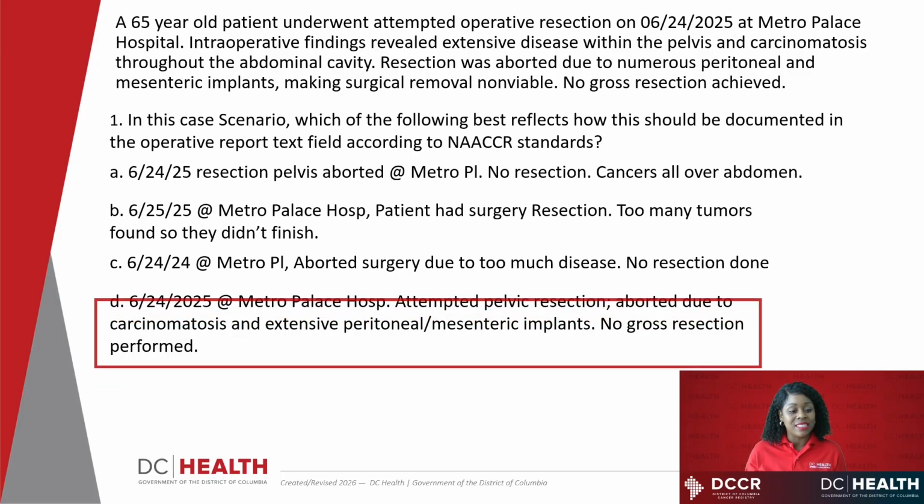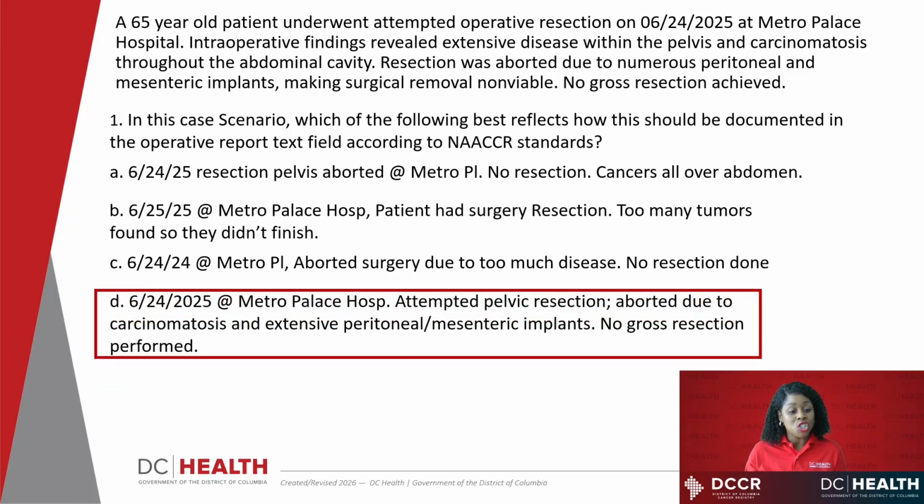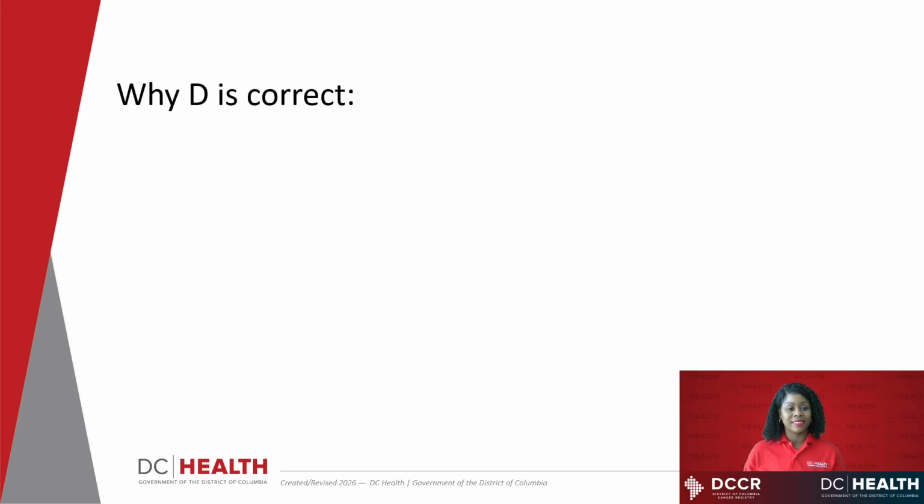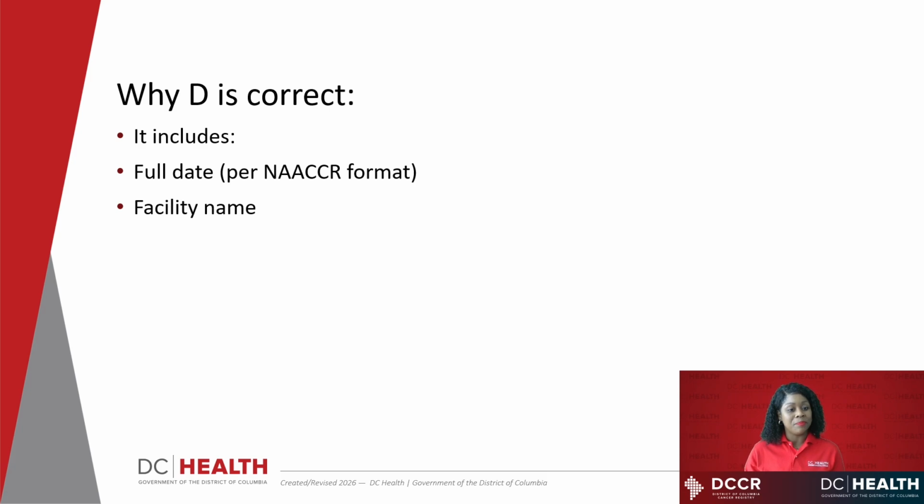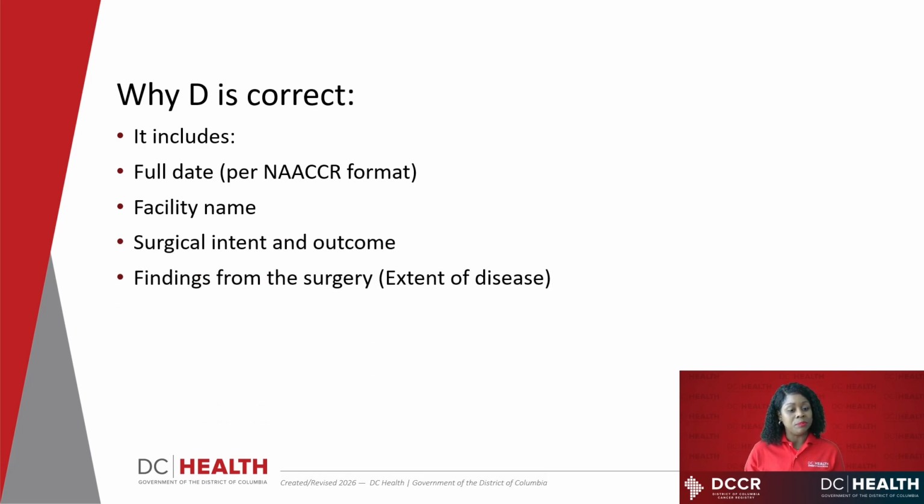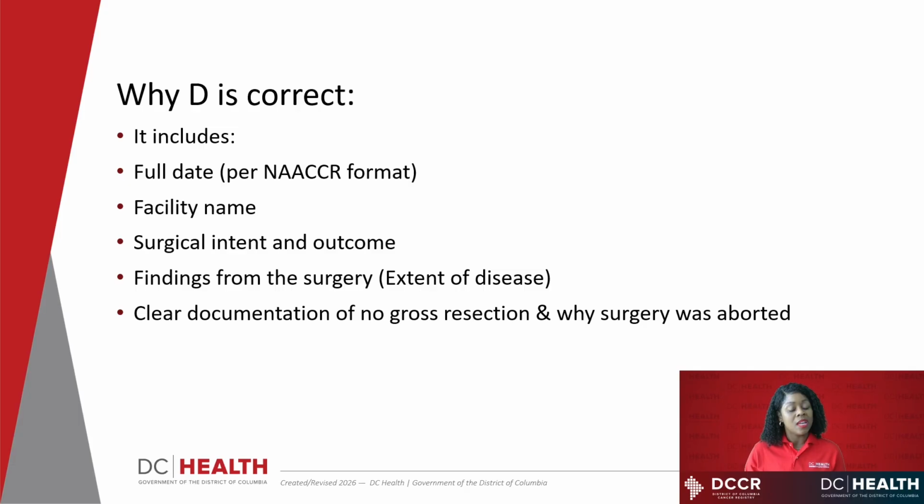The correct answer is D. On June 24, 25, at Metro Palace Hospital, attempted pelvic resection aborted due to carcinomatosis and extensive peritoneal mesenteric implants. No gross resection performed. Why is D correct? It includes full date, facility name, surgical intent and outcome, findings from surgery, for example, extent of disease, clear documentation of no gross resection and why surgery was aborted.